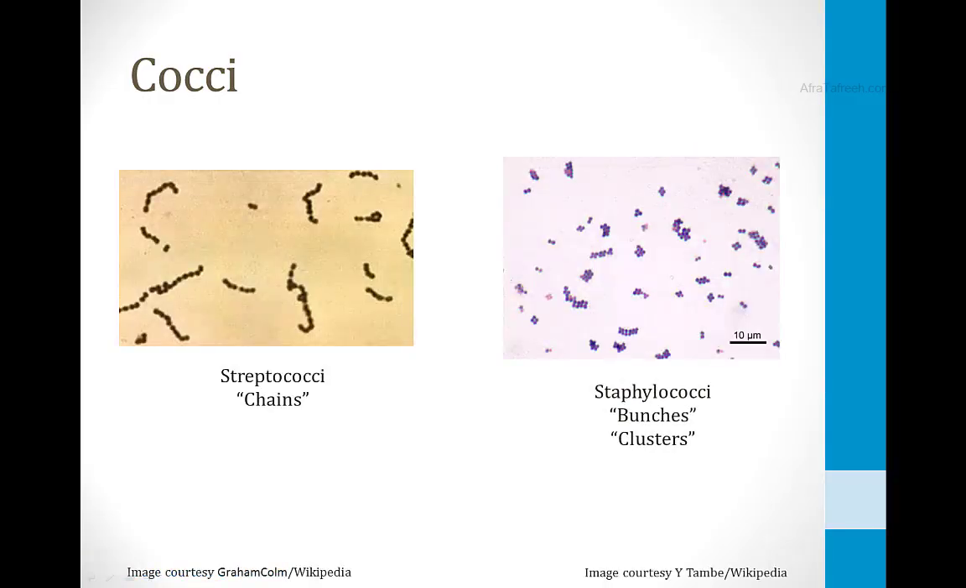And on this slide I've just shown you some microscope pictures of what they might look like. So on the left side of the screen we have some Streptococci in chains, and you can clearly see that there are little circles forming long chains here, and that's what Streptococci look like. On the right side we've got little circles, but they're forming in bunches or clusters, and that's what Staphylococci tend to do.